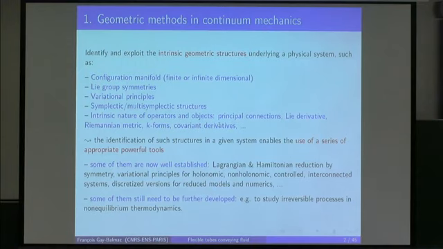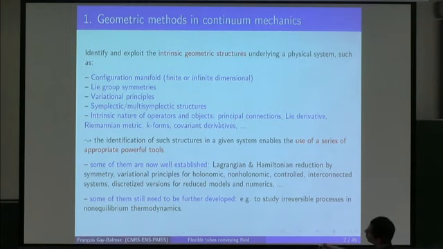By geometric structure, what I mean are these things here. What we want to understand in a physical system is first the configuration manifold, the Lie group symmetries, variational principles, all these kinds of structures. Today I will mainly stick to variational principles and symmetries, but other structures may also appear. And some of these structures are well known, right? You know them. It's Lagrangian, Hamiltonian reduction, symmetry, variational principles.